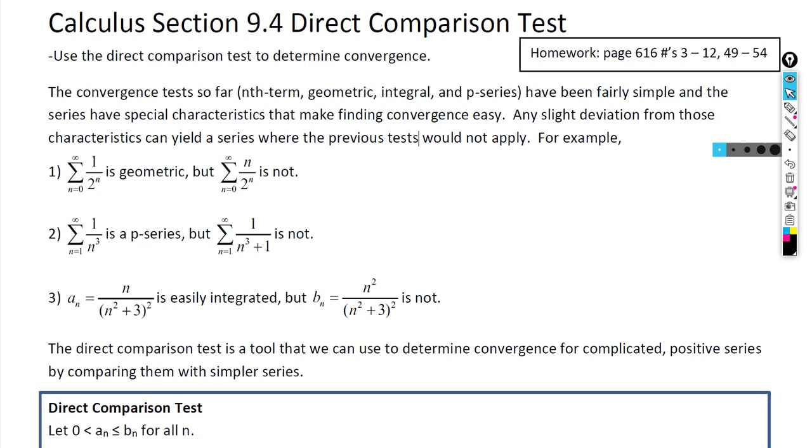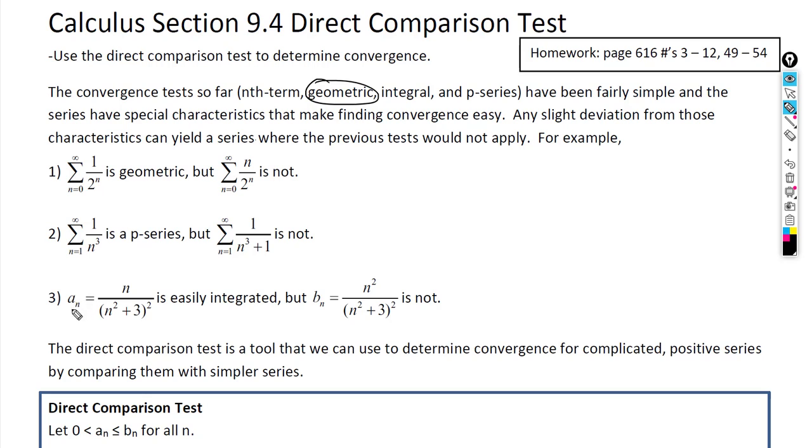For instance, 1 over 2 to the n is geometric. We talked about that, the geometric test, in one of the first videos in this section. But if I change the 1 to an n, this is not geometric, so we can't use the geometric test. Number 2, this is the p-series test from the last video. If I add a 1 to the bottom, that's no longer a p-series, so we can't use the p-series test.